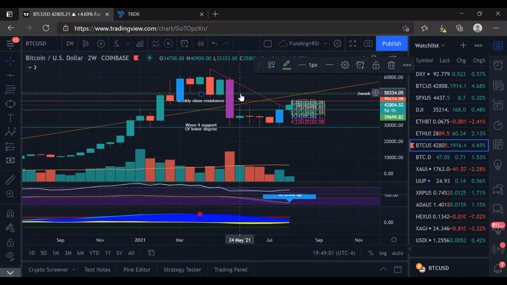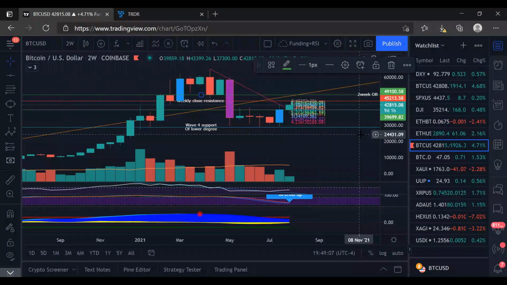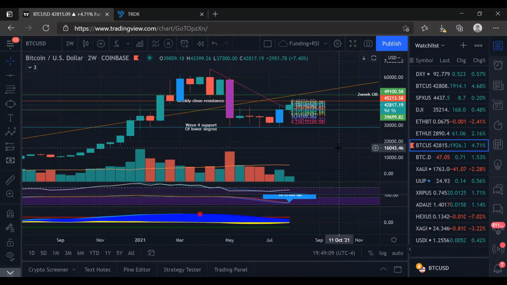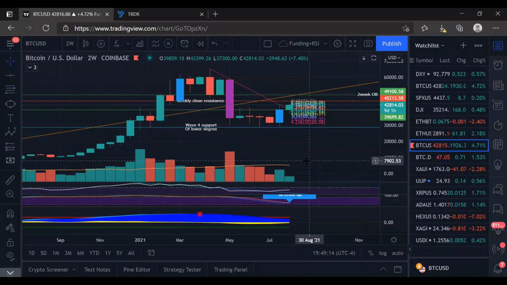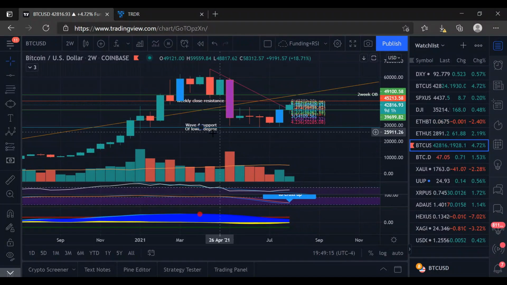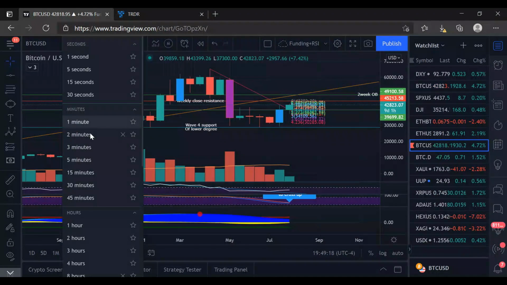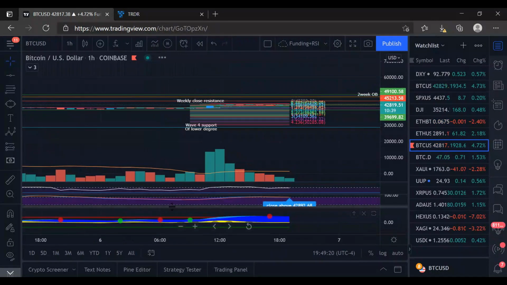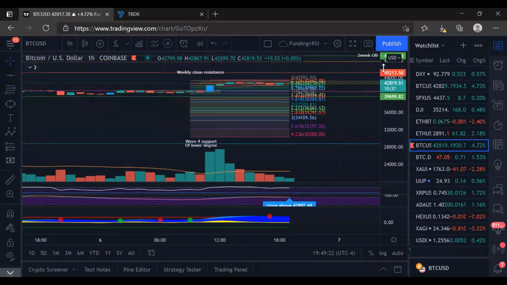Come on. Come on, make it right there. 49,100. That should be massive resistance. Are we going up there today or tomorrow? I don't think so. We're going to have a nice weekend pullback, in my opinion, but we never know.